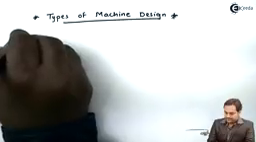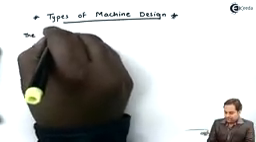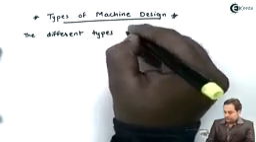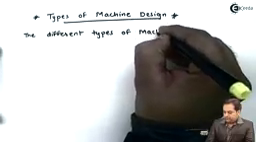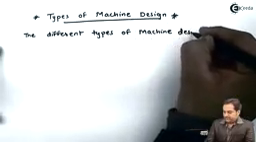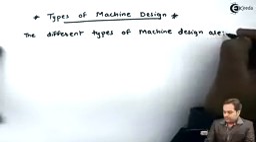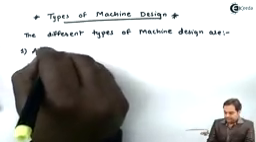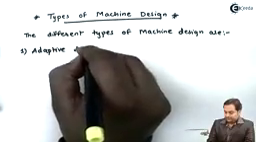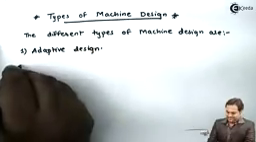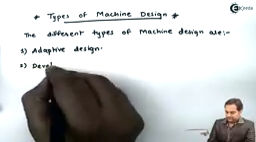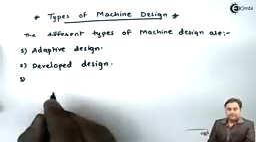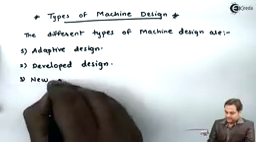the different types of machine design are: the first is adaptive design, next developed design, third one new design.